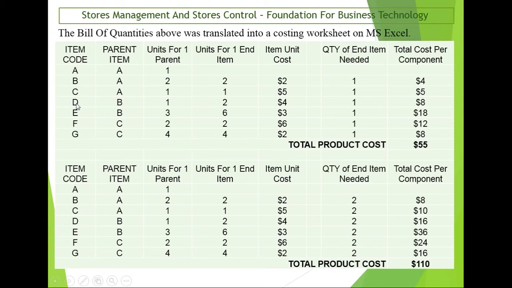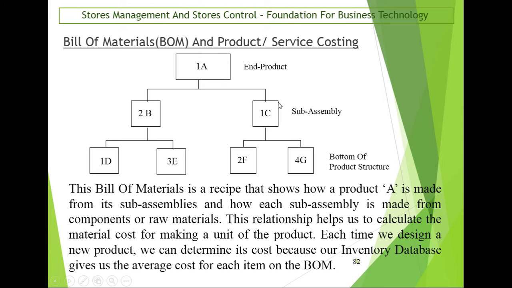When we come to D, D is a child of B, right? In order to make one of B, we need one of D. So there's one needed of D to make B according to our structure, 1D to make 1B. But you can see that in order to make the finished product A, we need 2 of B. So if there is 1 of D for 1 of B, then it means we need 2 of D for 2 of B.